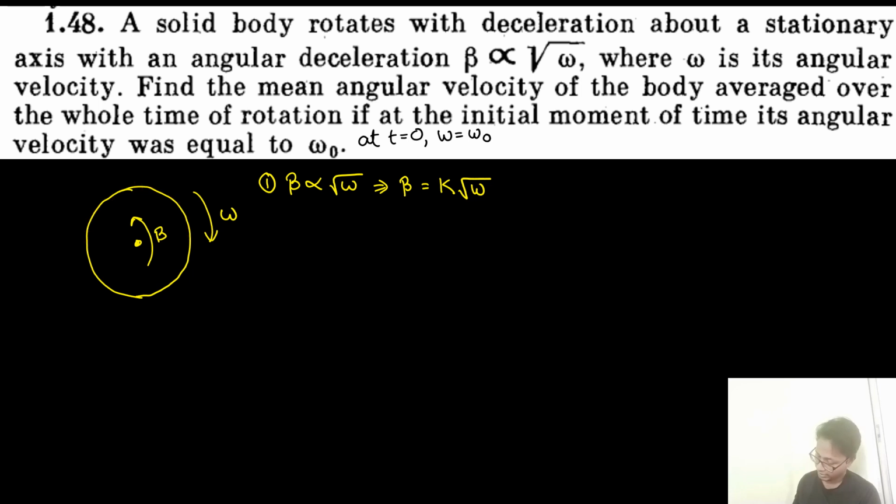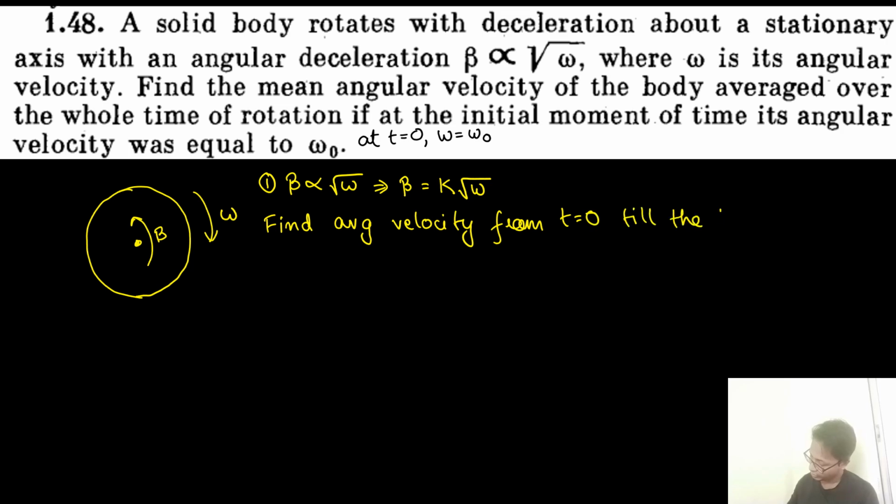stopped rotating. That means from t equals 0, find the average velocity from t equals 0 till the body stopped rotating. That was the meaning of this question. Find the mean angular velocity averaged over the whole time of rotation. Whole time of rotation means till the body rotates, or till the body stops rotation. Okay. Now let's simplify this.